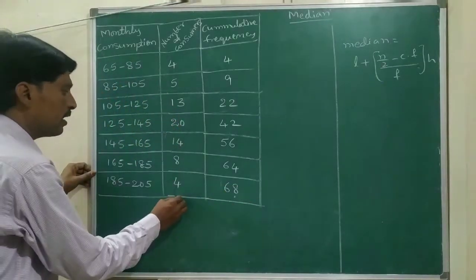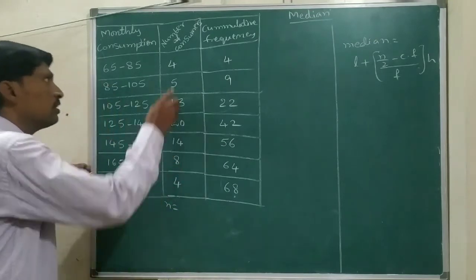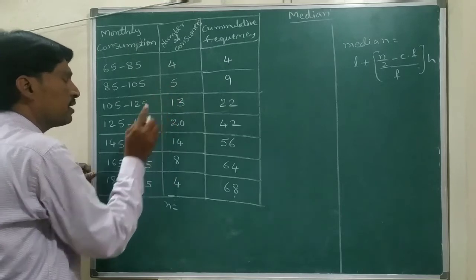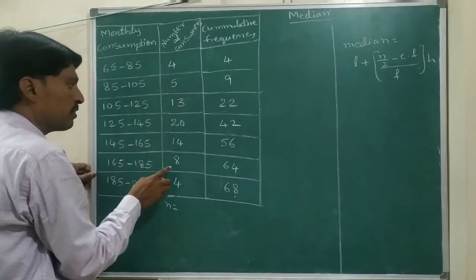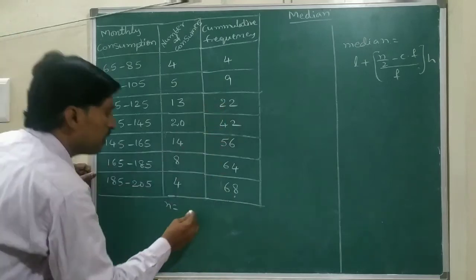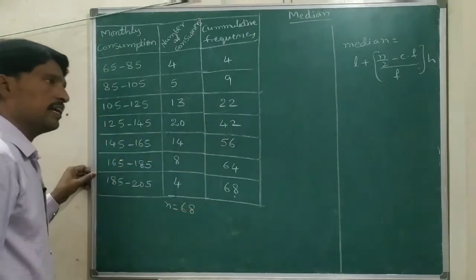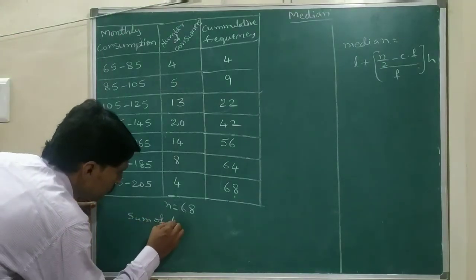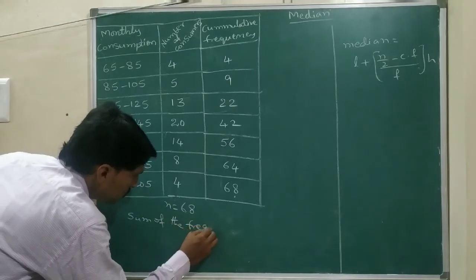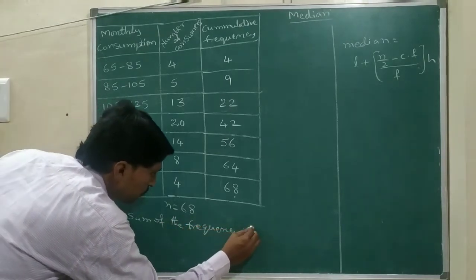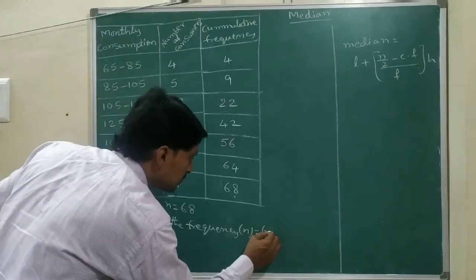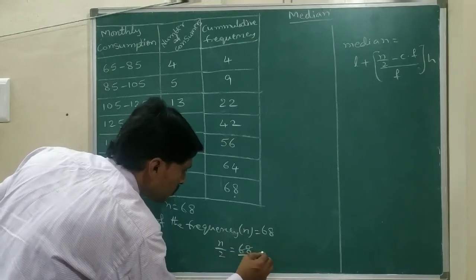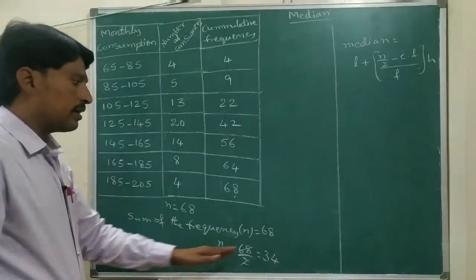Now here n value also we have to find. N means total frequency, that is 4 plus 5 plus 13 plus 20 plus 14 plus 8 plus 4. Adding the total, we are getting 68. So sum of the frequency we denote as n equals 68. Now we have to find n by 2. N by 2 means 68 by 2. 2 ones are 2, 2 thirty-fours are 68.